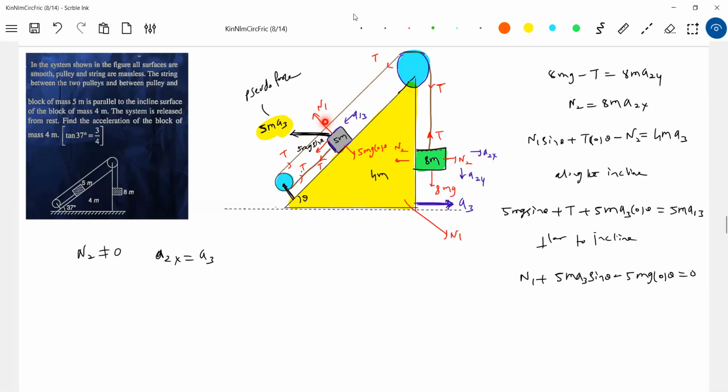So in wedge constraints, these are the two things. One, how the change in length of different parts of the strings is related to the displacement of the block and wedge. Next, acceleration along the common normal of the contact surfaces must be equal. I think these are the two things. I'll write the statement if you want, or not needed. Okay, fine.